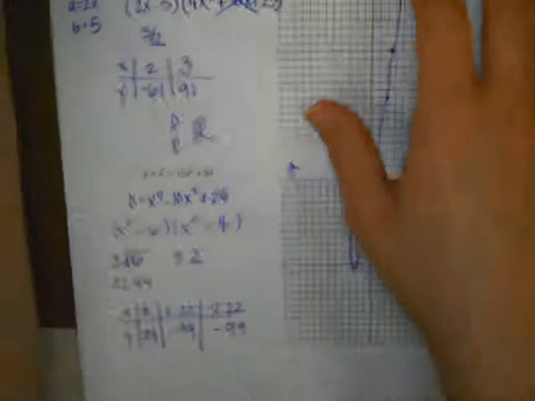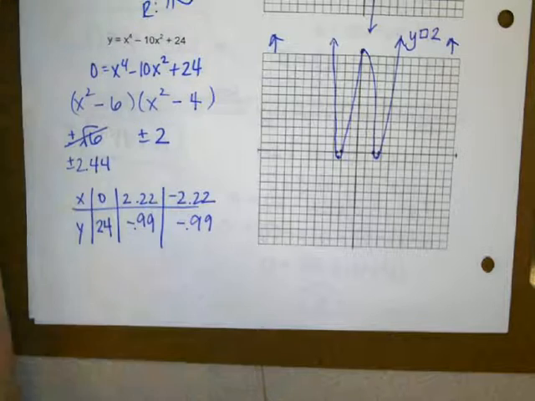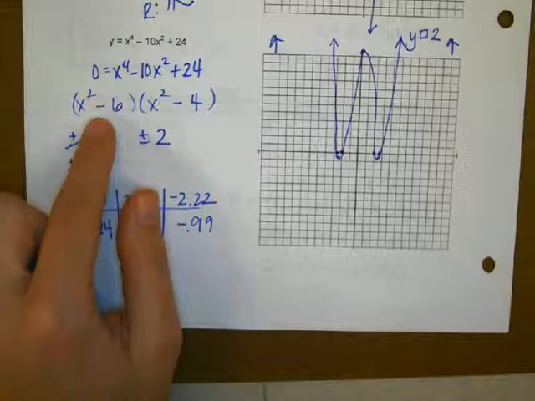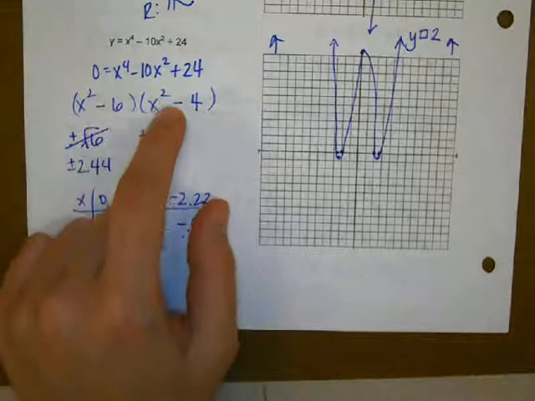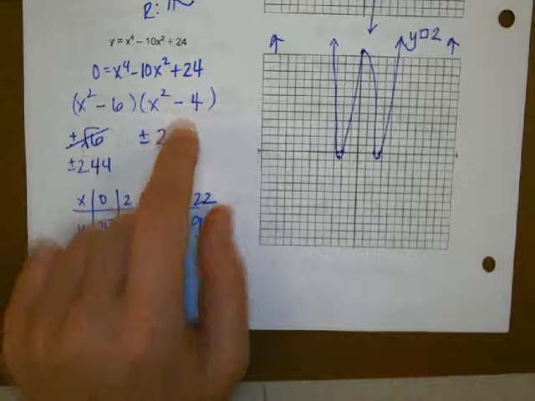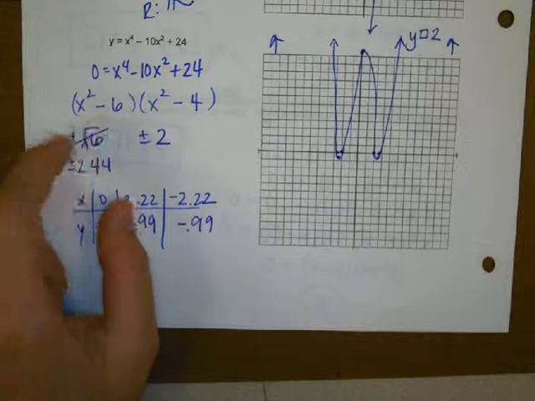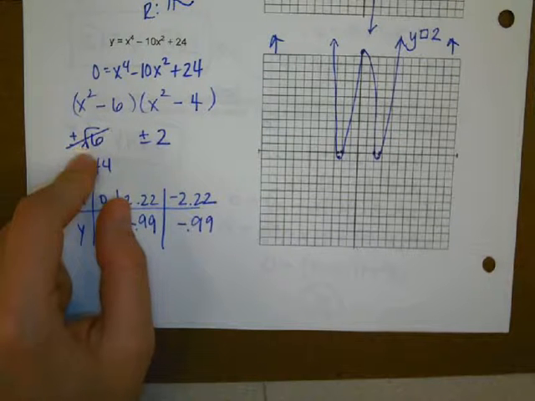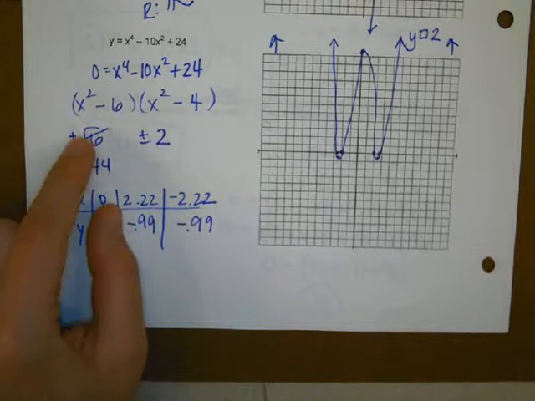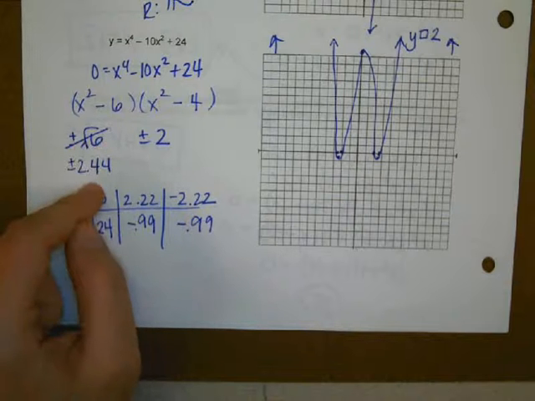For the second one, factored it like a quadratic. Here, this I could factor into x minus 2 times x plus 2, so plus or minus 2 is your answer there. And here, I get plus or minus square root of 6. Now, I didn't cross it off necessarily, I just punched out square root of 6 to get 2.44. So I have 4 answers.